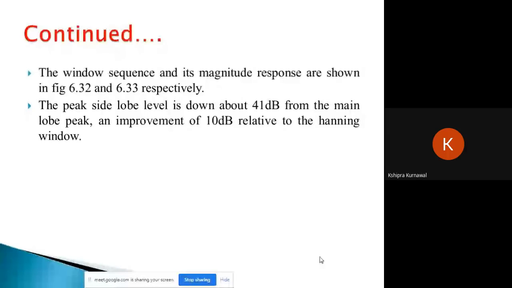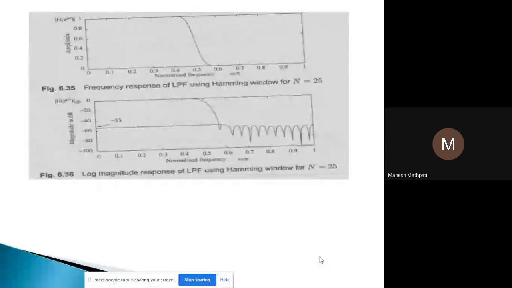Yes, sir. Okay. Now, this is how the final graphs look. So this is the magnitude response of the low pass filter using n equals 25. Just note down this frequency response.